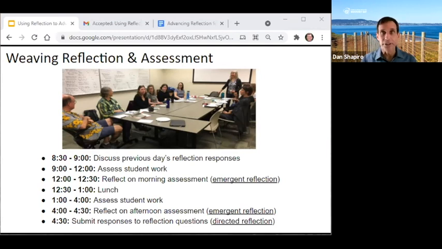Those would often be useful for entering the second round of assessment, which would begin after lunch. Then at the end of the second round, we'd have another 30 minutes for more emergent reflection, just sharing experiences and what they learned. But finally, to help us really capture what was going on, we ended each day where faculty would respond in writing to 5 more directed reflection questions.